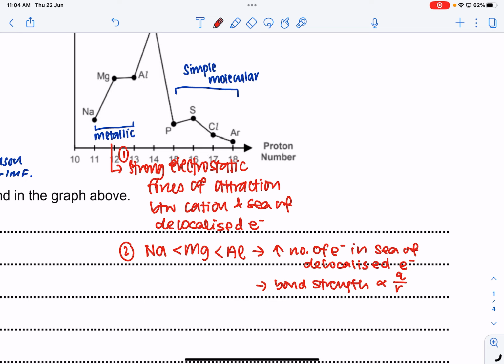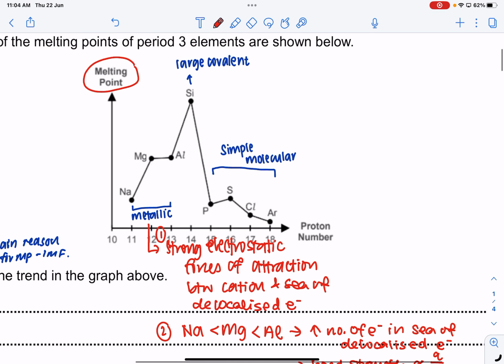Because remember, ionic and metallic use ions. That's why it's ionic radius. However, for covalent compounds, they don't exist as ions, so they exist as atoms or molecules, but the molecules are made of atoms. So there's a difference. Okay? So next we look at silicon.